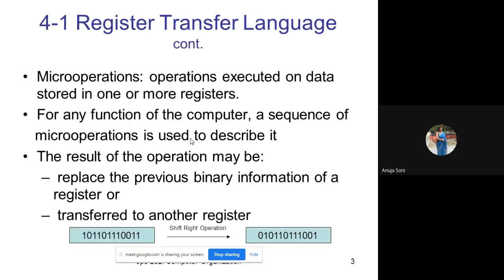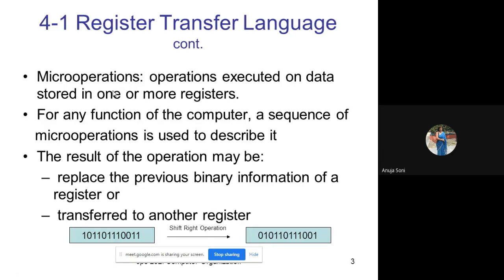The very first section, that is 4.1, is entitled Register Transfer Language. It basically introduces you to the different notations used to transfer data from one register to another. Whatever kinds of operations are performed at the register level, those operations are called micro operations.